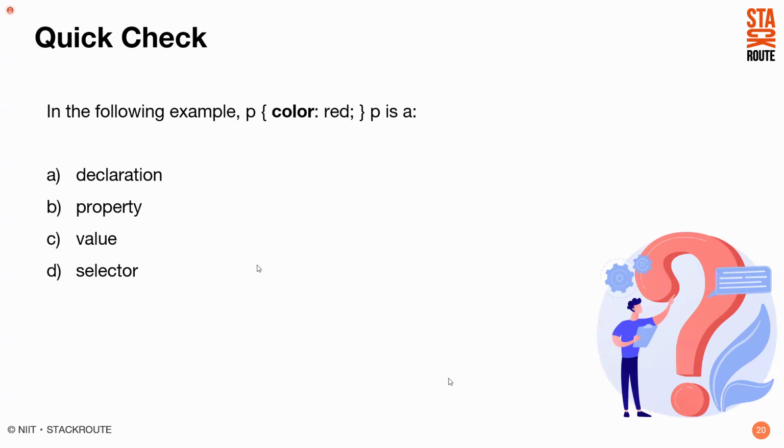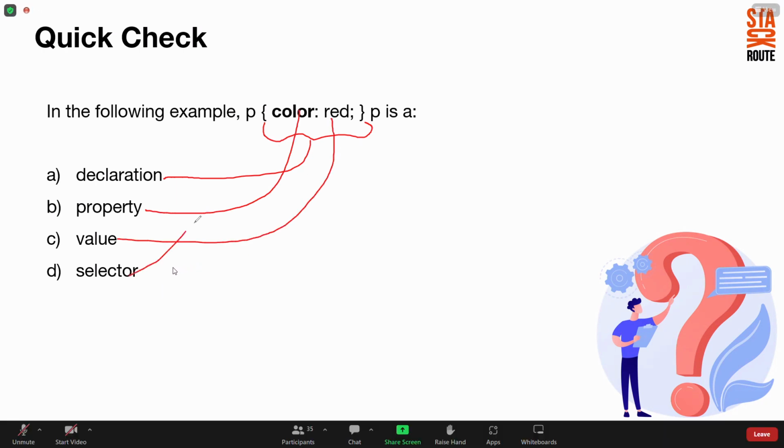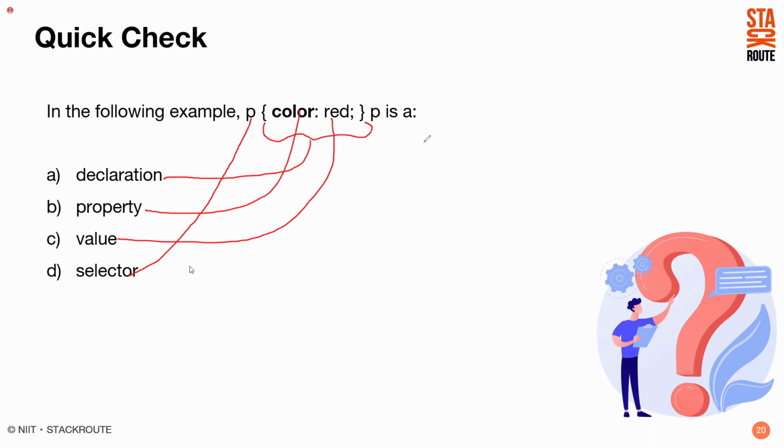This question is for all. Selector. So you have these curly braces, no? This comes under the category Declaration. Color is a property. Red is a value. P comes under the category Selector. You can have multiple property-value pairs.